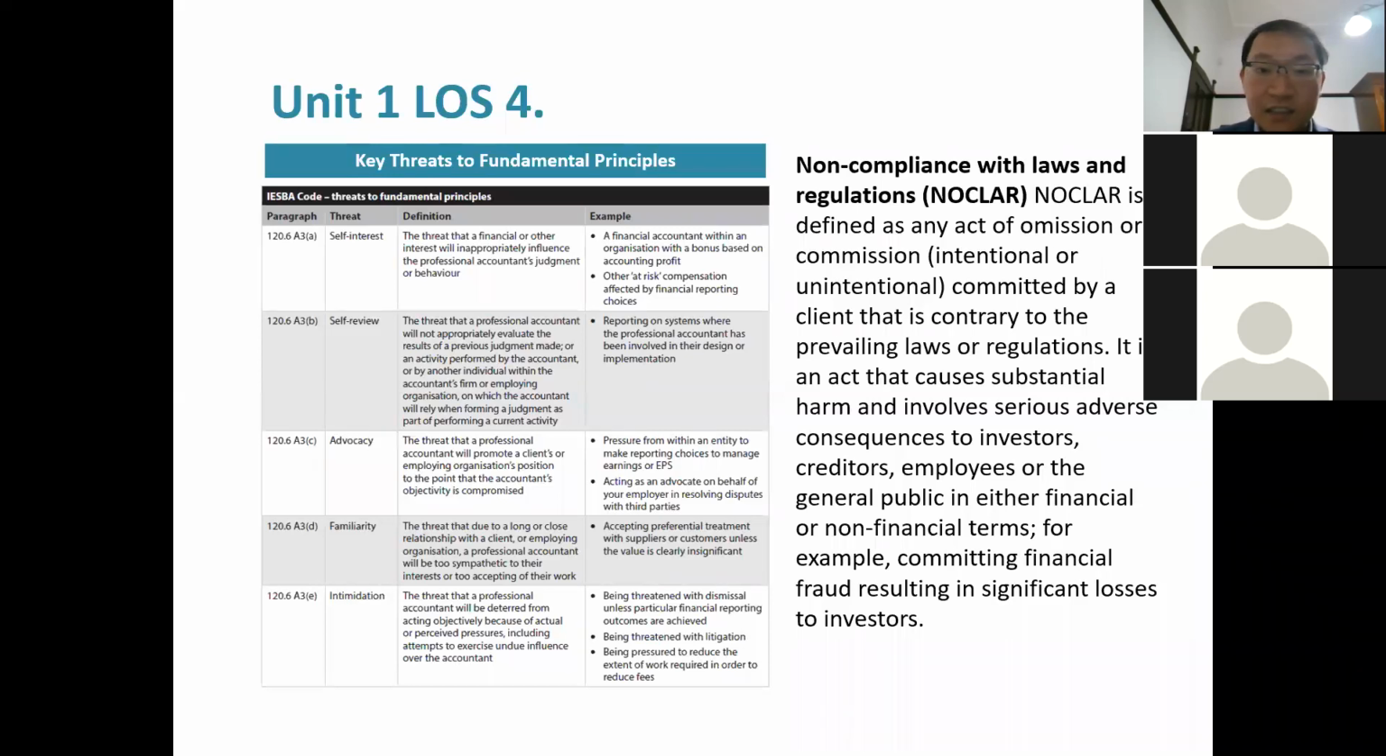And then there's going to be this intimidation threat, which is that an accountant will be deterred from acting objectively because they will be intimidated by the client. For example, there's a risk that you might get dismissed if you put out a report that is unfavorable. These are the key threats that accountants will face with respect to those fundamental principles. For each of these threats, you need to evaluate whether or not there are sufficient safeguards, and then proceed on that basis in terms of whether or not you continue or discontinue your services or your relationships with the client.